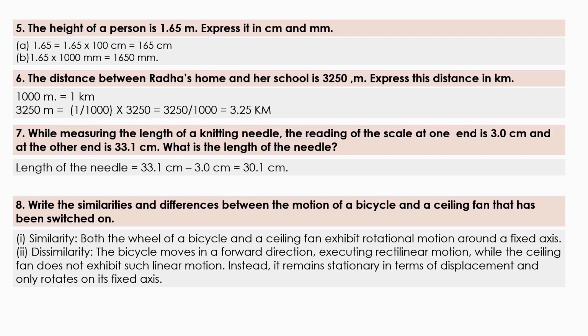Question number 8. Write the similarities and differences between the motion of a bicycle and a ceiling fan that has been switched on. So first, similarity. Both the wheel of a bicycle and ceiling fan exhibit rotational motion around a fixed axis. Now the dissimilarity. The bicycle moves in a forward direction executing rectilinear motion, while the ceiling fan doesn't exhibit such linear motion. Instead, it remains stationary in terms of displacement and only rotates on its fixed axis.